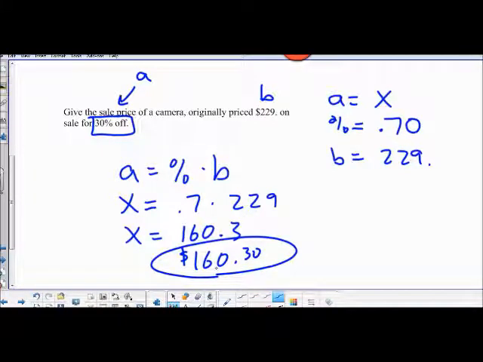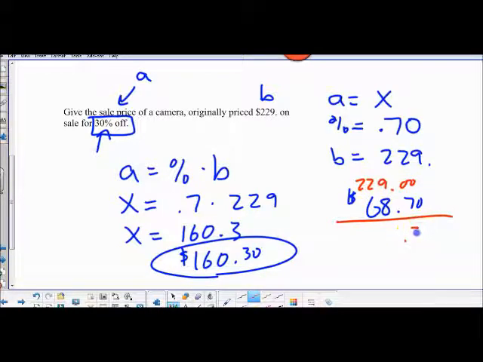Now, can I use the fourth grade method, Mr. Bossert? What's the fourth grade method? Well, I can find 30%. In fourth grade, if your teacher gave you the same problem, you would find 30%, okay? So 0.3, you would have found 30% of 229 is 68.70, and you would have subtracted that from the original amount, right? And if I do that, I really will get 160.30.